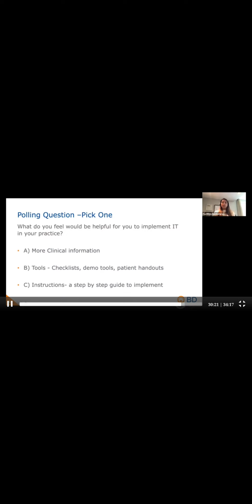your practice. And there is a hands-on session that's hosted by BD with their reps that you can have. So that's definitely, if you have more questions, something you can look into. But I wanted to end it with one more polling question. So now that we've gone through the whole gamut of injection technique and implementing it into your practice, what do you feel would help you implement this into your practice? Do you feel like it would be more clinical information, tools, checklists, or demos, patient handouts, or instructions on step-by-step guide to implement?